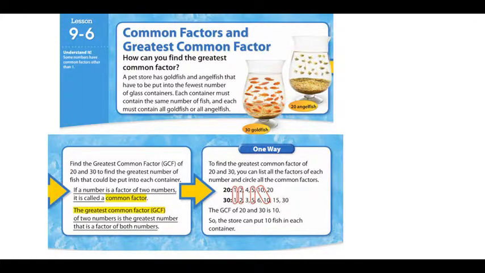We are going to look at a story problem that would relate to how you would use this in real life. Okay, so how can you find the greatest common factor? A pet store has goldfish and angelfish that have to be put into the fewest number of glass containers. So I'm going to underline that or circle that. Fewest number of glass containers. Each container must contain the same number of fish, and each must contain all the goldfish or all angelfish.